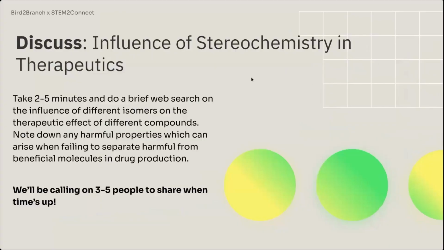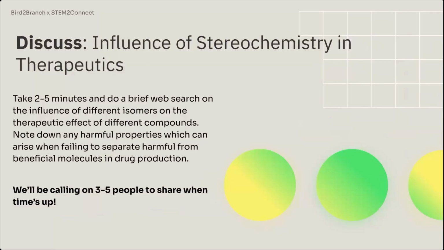So originally, we were going to have you discuss the influence of stereochemistry in therapeutics and note down any harmful or helpful properties of certain stereoisomers and call on some people to share what they found. But if you look at the form that we sent earlier, which is the challenge, you can go ahead and do this after this meeting and help write your research proposal about a molecule using this prompt. So I'll take the challenge link and send it in the chat again.